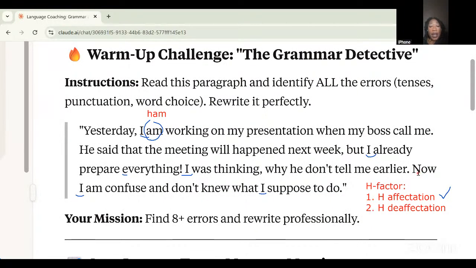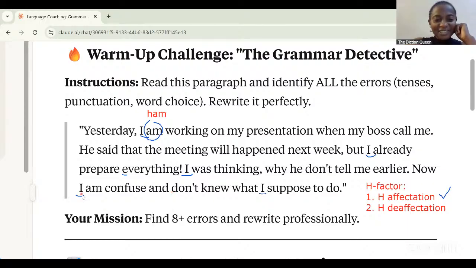Now good. I'm confused. I'm confused. Am I right? Again. I'm confused. Better now. Now I'm confused. I don't know what I'm supposed to do.